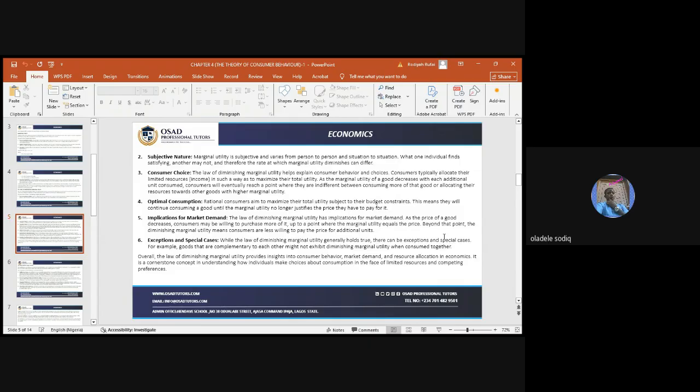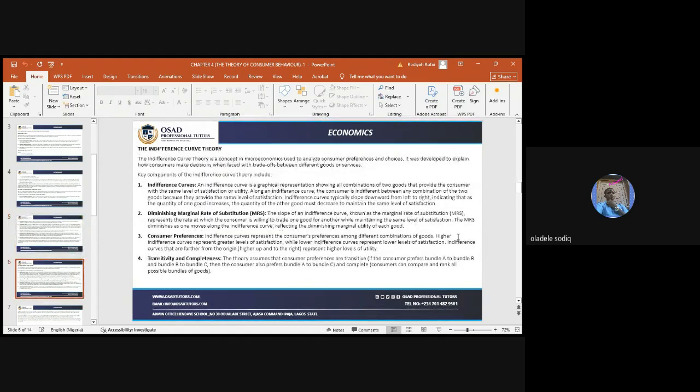But when you take goods that are complementary together, like bread and butter, you derive your satisfaction when you consume them together. So that is why we say that it might not exhibit diminishing marginal utility when consumed together. When you consume them together, your utility will begin to increase, unlike when you take only one itself. So let's move on to our next slide.